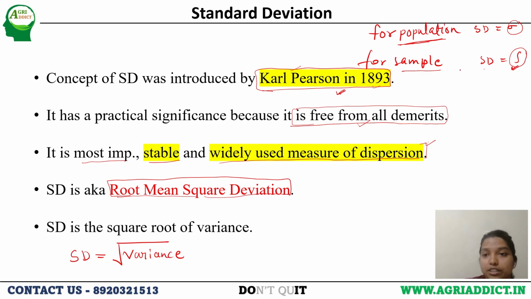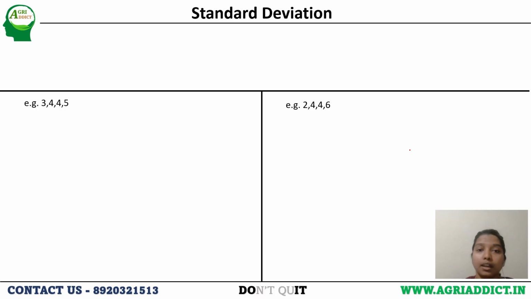Okay. So this you have to remember. For population, it is sigma, and for sample, it is this S-looking symbol. Standard deviation is the square root of variance. Standard deviation is denoted by sigma, and variance is denoted by sigma square. Okay, I hope you got this.